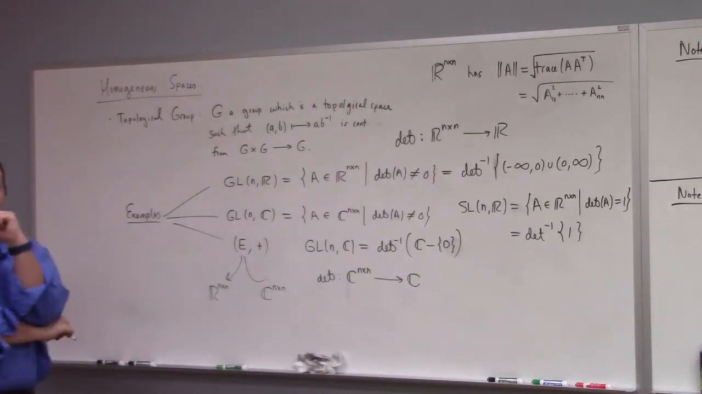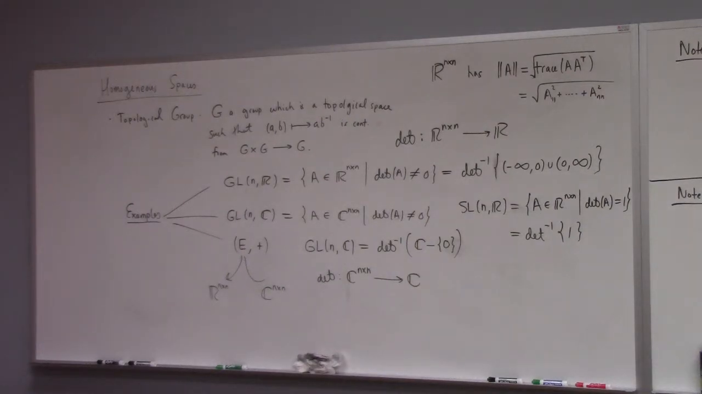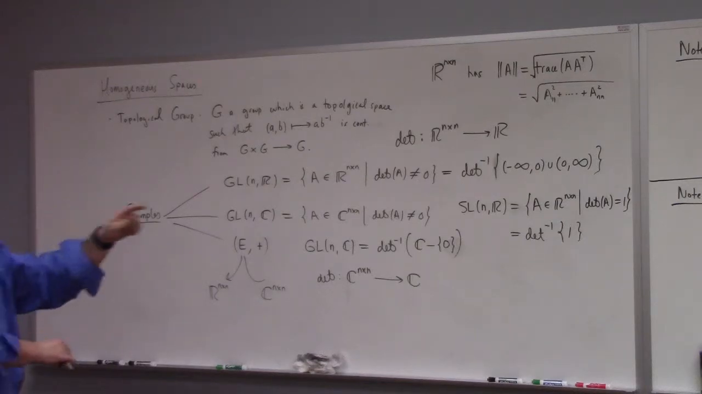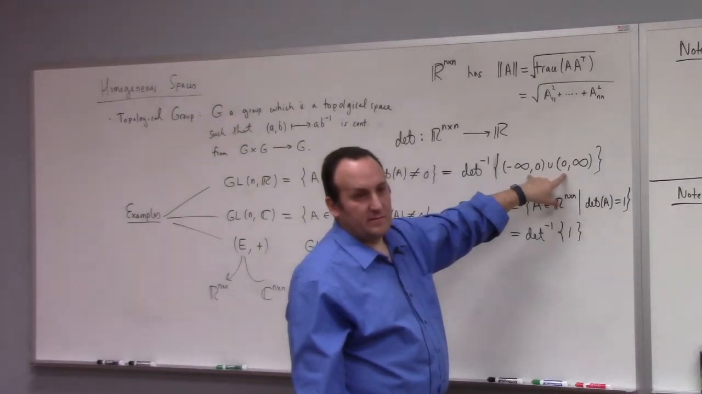Question. Is GLNR connected? Well, the continuous image of a connected set is connected, right? What's the image of GL? What's the image under the determinant of GLNR? It's this. This is the image, right? Under the determinant of GLNR.